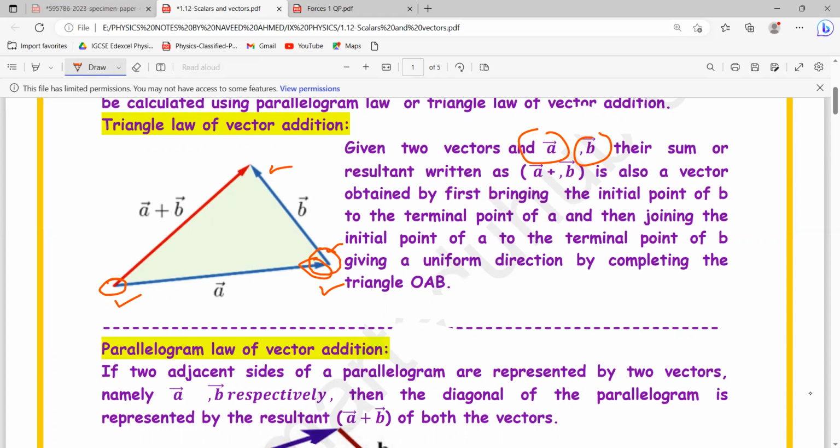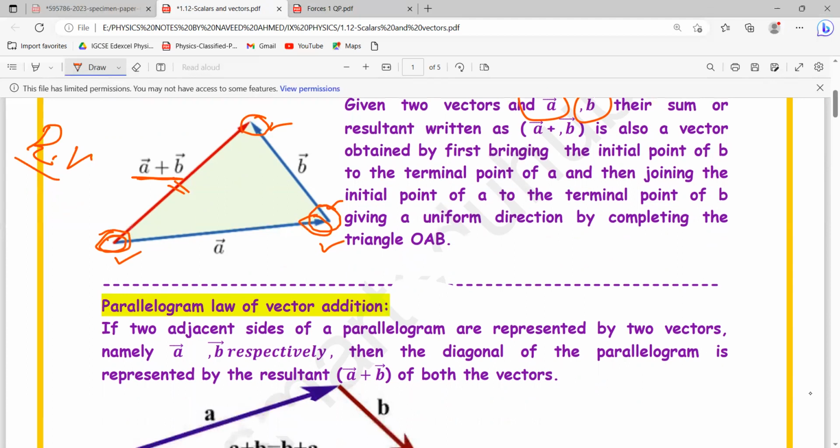Similarly, we join the terminal point of B to the starting point of A. So we will get a new line, this red line. This is actually the resultant vector. Resultant vector means the combined effect of two vectors. So this new line is represented by A plus B. A plus B is the resultant vector, the combined effect of two vectors, and this is the first law to add two vectors. This is called the triangle law.